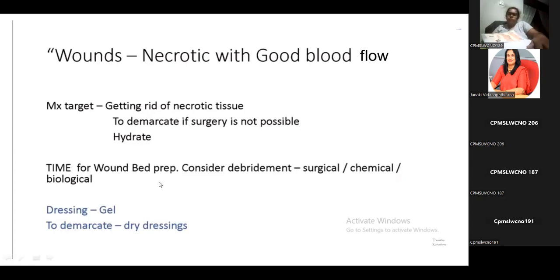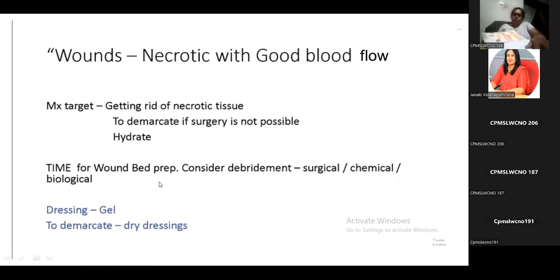So after that, what do we apply? Just some gel to get it granulated. Give some water. About 99% of wound care is moisture balance. And if you want to demarcate, again keep it dry, like what we did earlier. However, you must be sure about the blood flow. I mean, the patient cannot go for surgery.